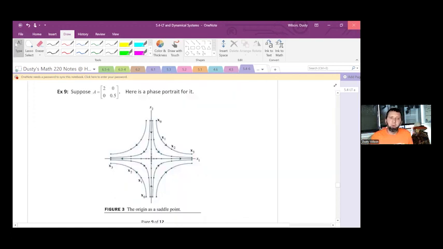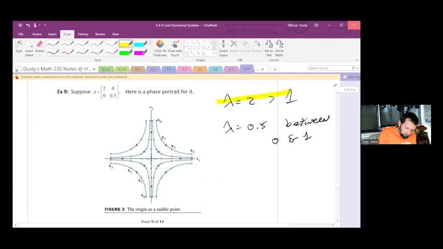Example 9. Suppose A is equal to [2, 0; 0, 0.5]. Notice that here we have one lambda, which is equal to 2. And one of the fancy things about 2 is that it is bigger than 0, but specifically it's bigger than 1. And we also have lambda equal to 0.5, which is between 0 and 1, right? So this eigenvalue of 2 makes us want to repel. And this eigenvalue of 0.5 makes us want to attract.